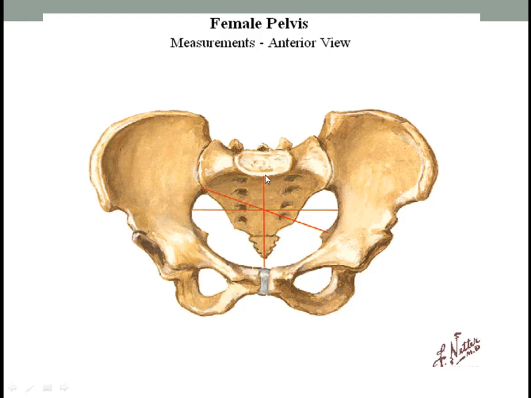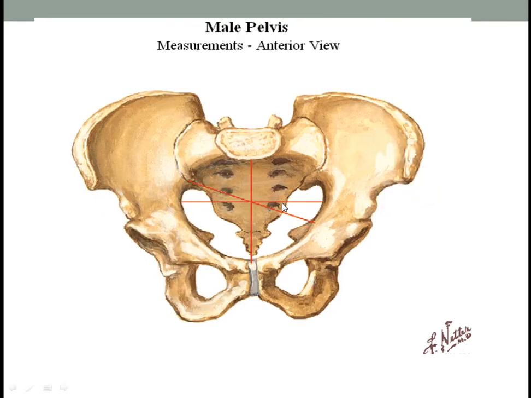This red line represents the anterior-posterior diameter, and here this is the transverse diameter. And this is the male pelvis, and we can now notice the difference between these diameters, the anterior-posterior diameter and the transverse diameter, between the male and female pelvis. Also, there is another difference, which we are going to discuss later.